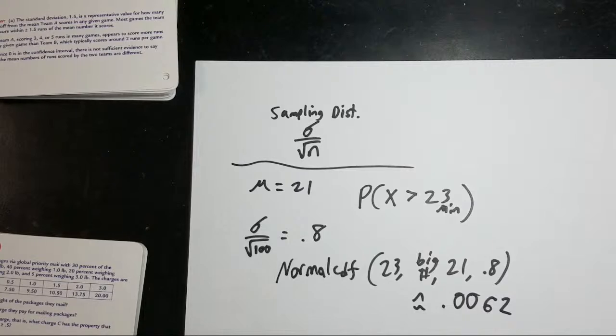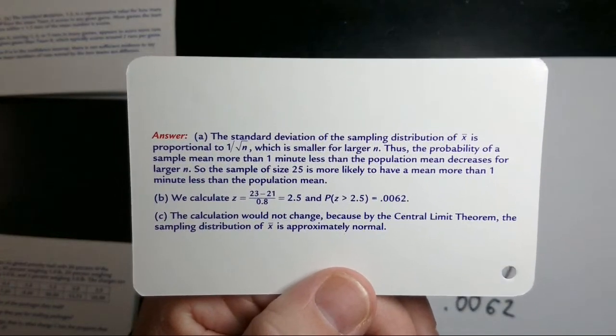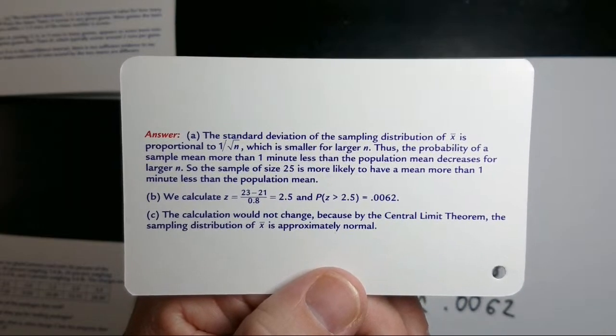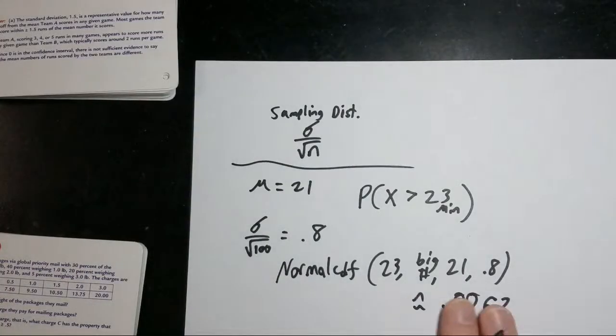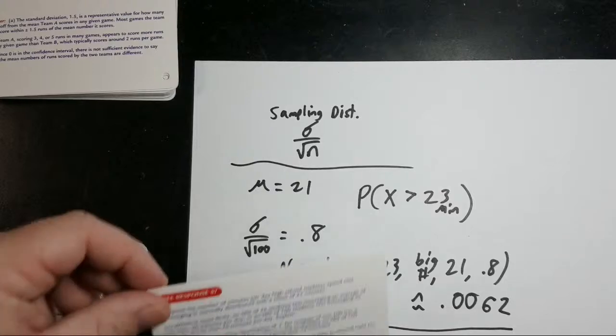Good for us. The back of the card calculates it in a slightly different fashion. Here's what the back of the card actually says. You can see for part B, we calculate the z-score and then the probability that the z-score is greater than 2.5. This is also sufficient. I mean, I prefer doing it like this, but it could be done either way. That's part B.